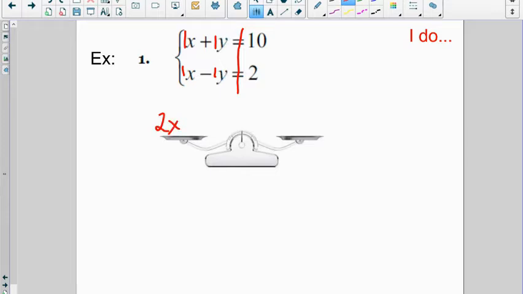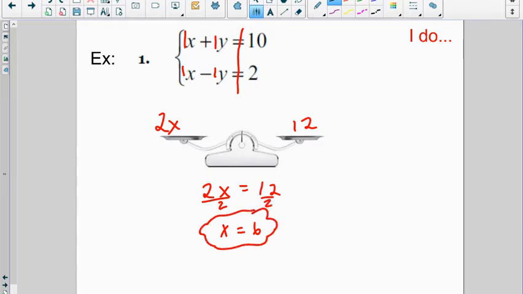1y minus 1y is 0y. So that's basically like not having that. That's the one that eliminates from this problem. On the other side, I had 10 and 2, which equals 12. So I get this equation that 2x equals 12, which I can then use mental math to solve, or I can divide by 2 on each side. And I get an x value of 6.